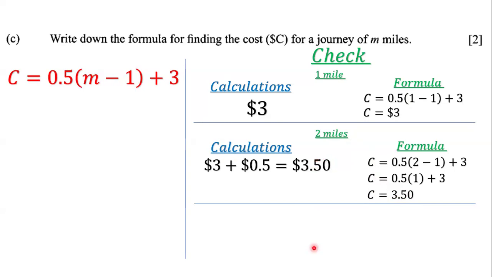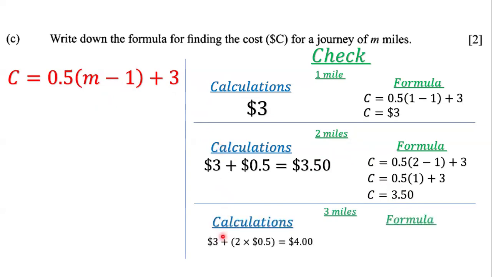Okay, so that means that for 1 mile, this formula works, and for 2 miles, this formula works. How about 3 miles? All right. So for 3 miles, if we want to do the calculations, what would we do? Well, we'd say $3, and the $3 accounts for the first mile. Okay, that's going to be $3. And then we have to account for the 2 miles in which you have to pay 50 cents for each mile. So it's going to be 2 times 50 cents. And so that gives us $4. So using the calculations, we get $4 for 3 miles.